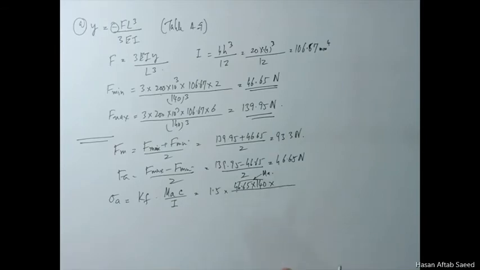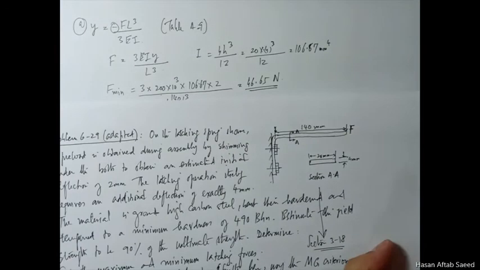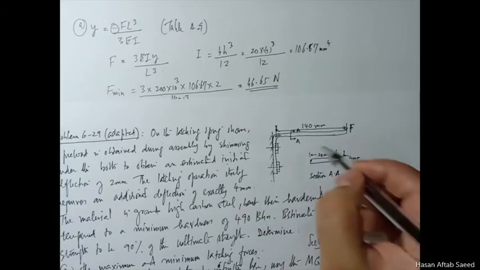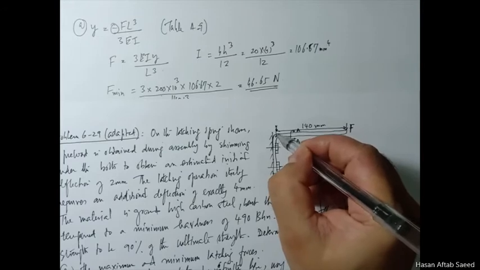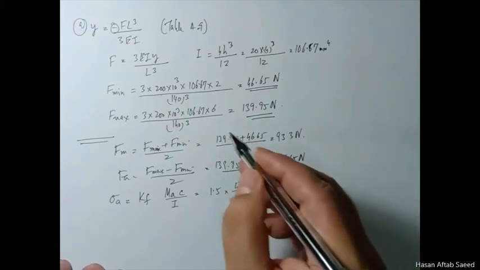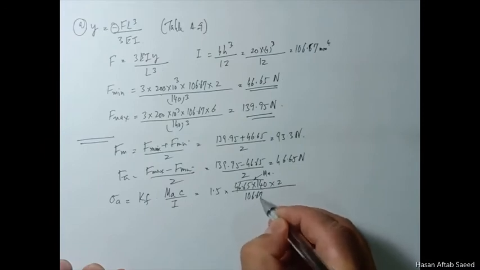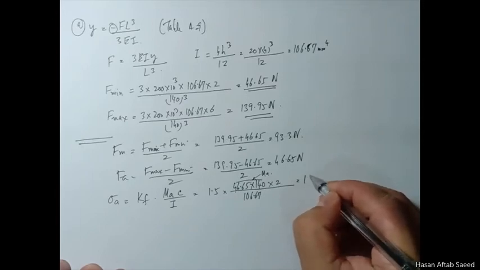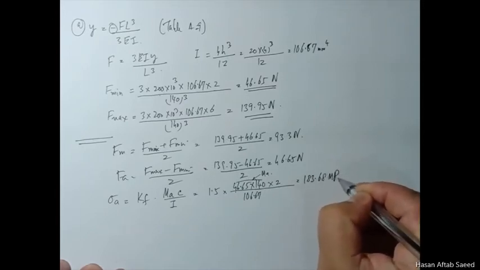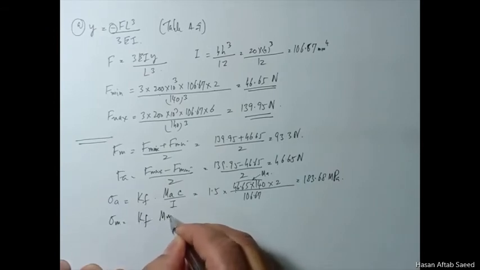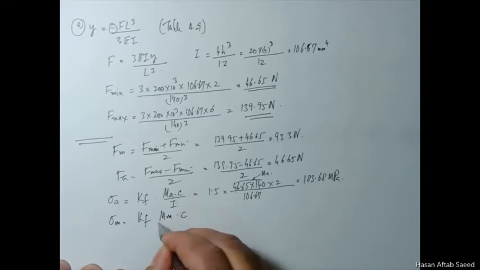What about c? The section is 4 millimeter thick. If you're talking about the neutral axis, then you're talking about 2 millimeter down and 2 millimeter up. This is the maximum stress. So use the value of 2, over I, which we have just calculated, 106.67, and this is sigma A. It turns out to be 183.68 MPa.